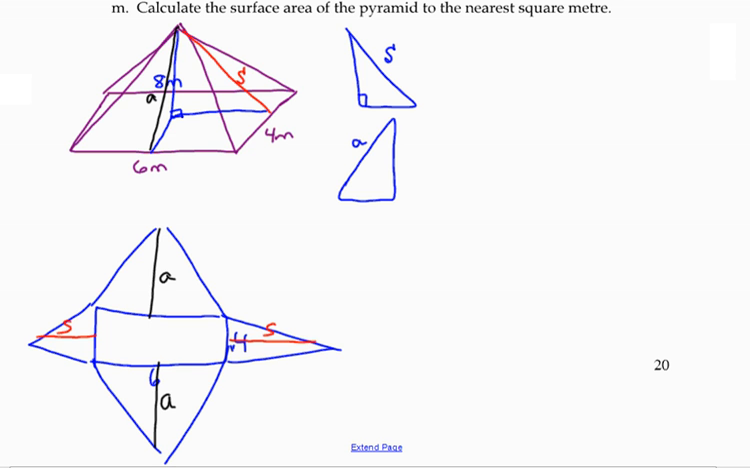Okay, so both of these, the vertical height would be what, of the right triangles? 8. Now with the S, what's this base length going to be? 3, half of our length. So this one's 3. And this triangle here, which is kind of hard to see, what's this base? 2. Okay. So now we can go ahead and find our slant heights before we can find our surface area.